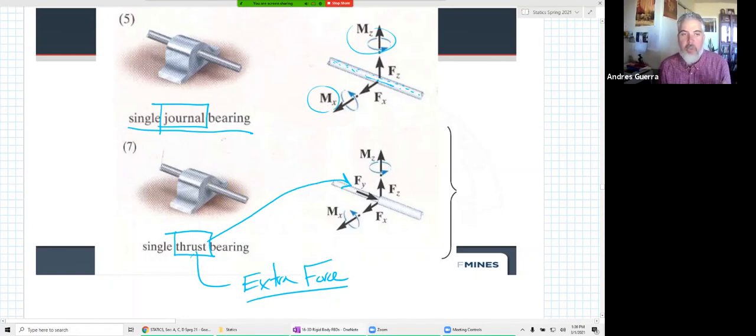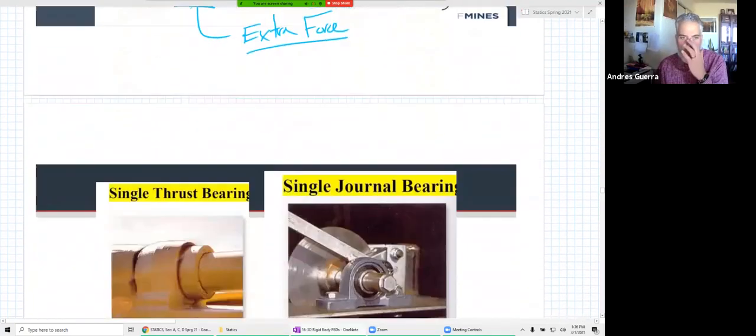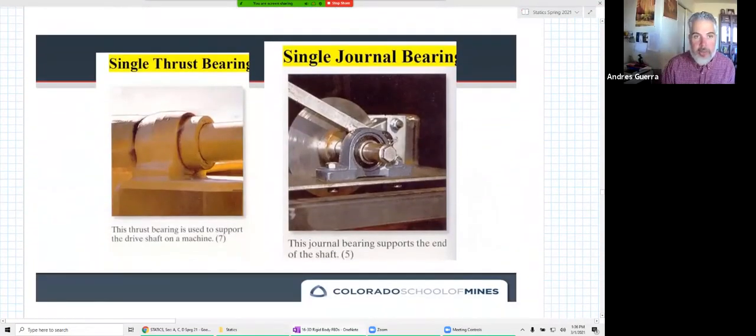We will have to tell you which one's a journal bearing and which one is a thrust bearing in the problem statement. But once we tell you that, you need to know what moment and forces occur. Here's some real world examples of a thrust bearing. This thing is really beefed up to carry this force in that direction along the length of the shaft there. This one right here, while I probably couldn't grab onto this and pull it out, it is not really made to prevent a large force in that direction.